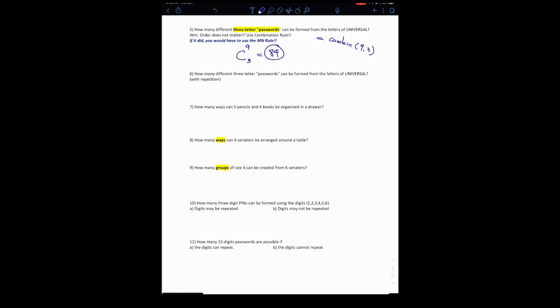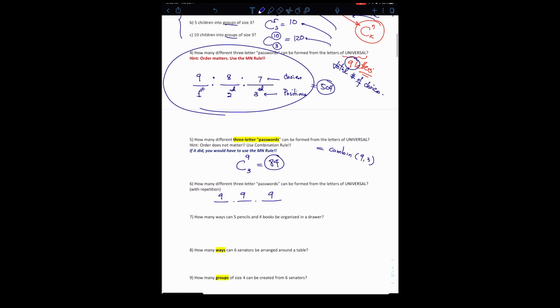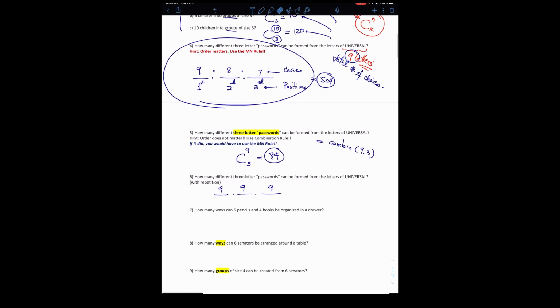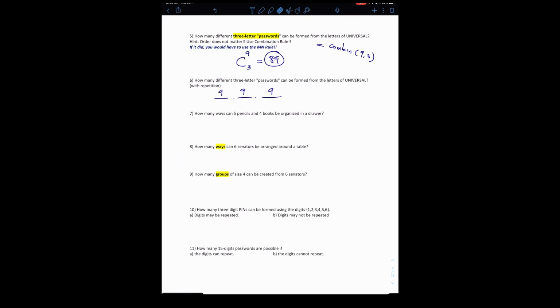Okay, and one more way of looking at it, how many different 3-letter passwords can be created from the word universal? This one says with repetition, so this is the MN rule. That means any of these 9 letters could take the first position, and since you could repeat the letter, you also have 9 choices for the second position and 9 choices for the third position. See, I've given you 3 different versions of the same problem, so you could see how it could come at you on the exam. And the last one is just 9 times 9 times 9, which is 729. And that's how many ways there are.